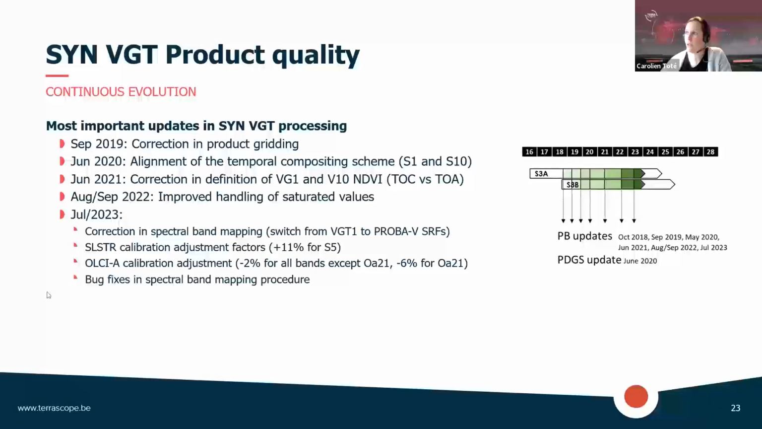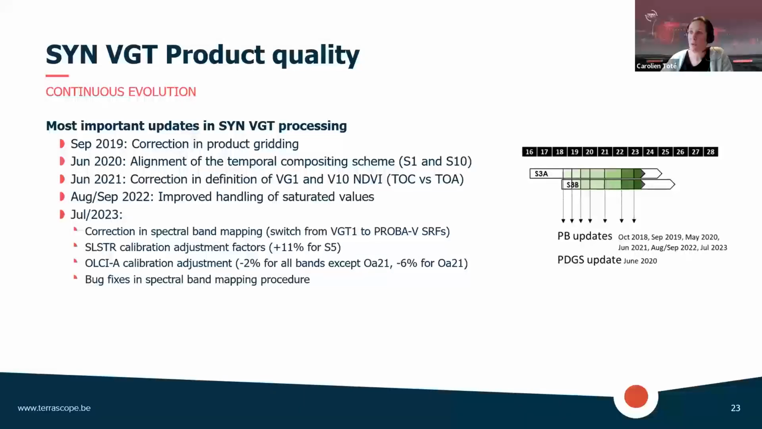During the SYN VGT data availability, there was a series of updates to the processing baseline that have gradually improved the content of the product. So I've listed the most important updates here. In September 21, there was a correction in the product gridding. In June 2020, there was an alignment of the temporal compositing scheme. So it was an alignment to what was done in SPOT-VGT and PROBA-V, and also an alignment between Sentinel-3A and Sentinel-3B.